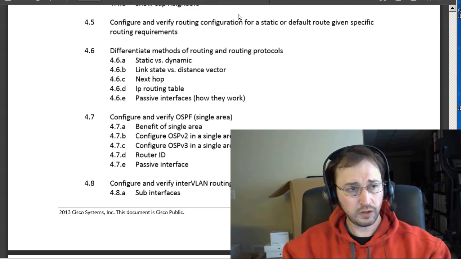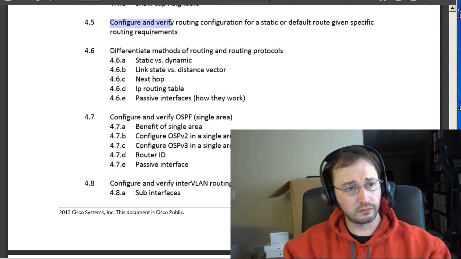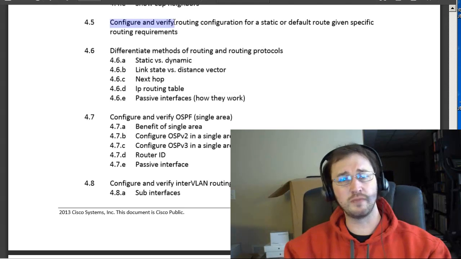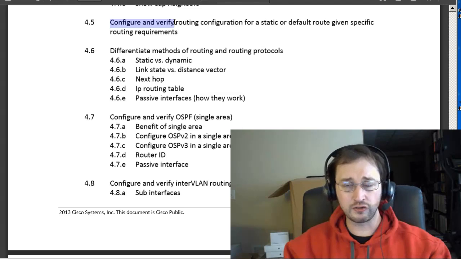Command. So we're going to want to make sure we have plenty of practice doing that. Verifying that is going to come down to basically a show IP route.